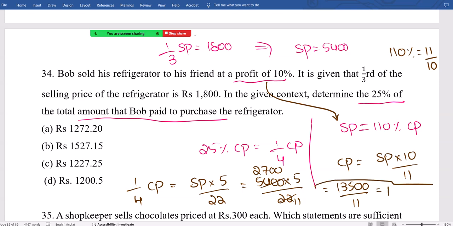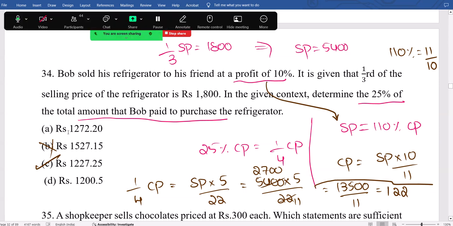Now 11 ones are 11, 25 means 2 times, so 1, 2. Then 30 will be there. 30 means again 2 times. So 1, 2, 2. Option C is correct.